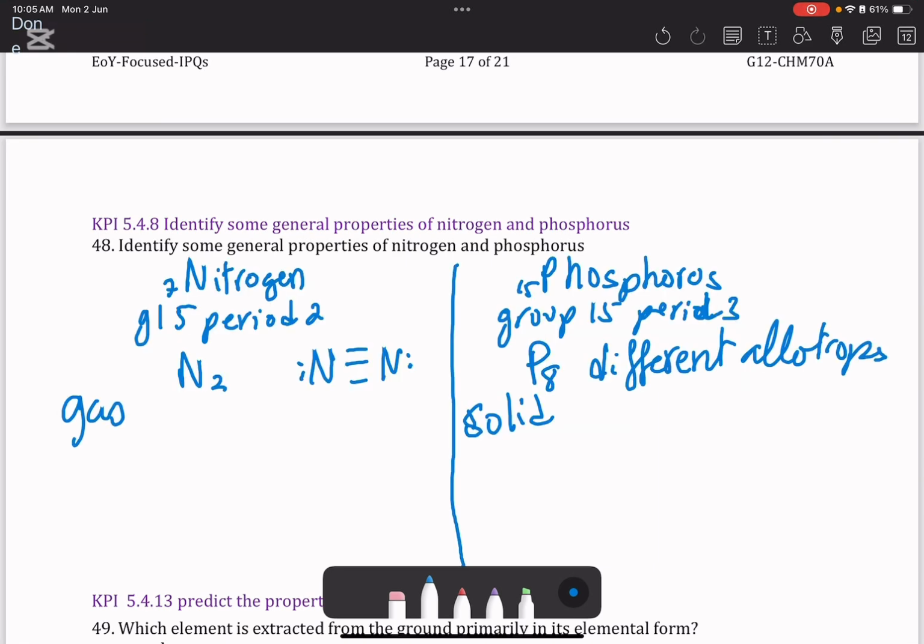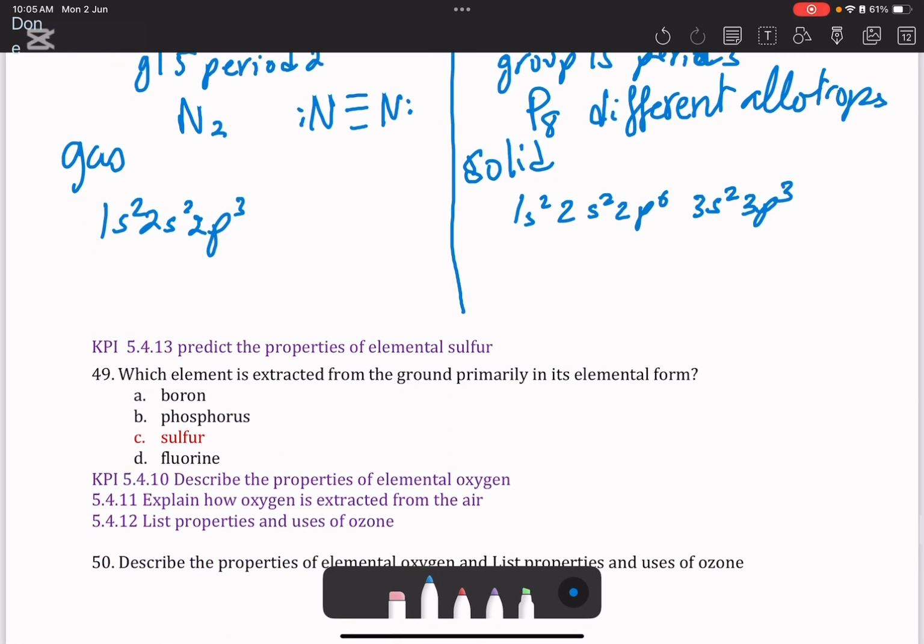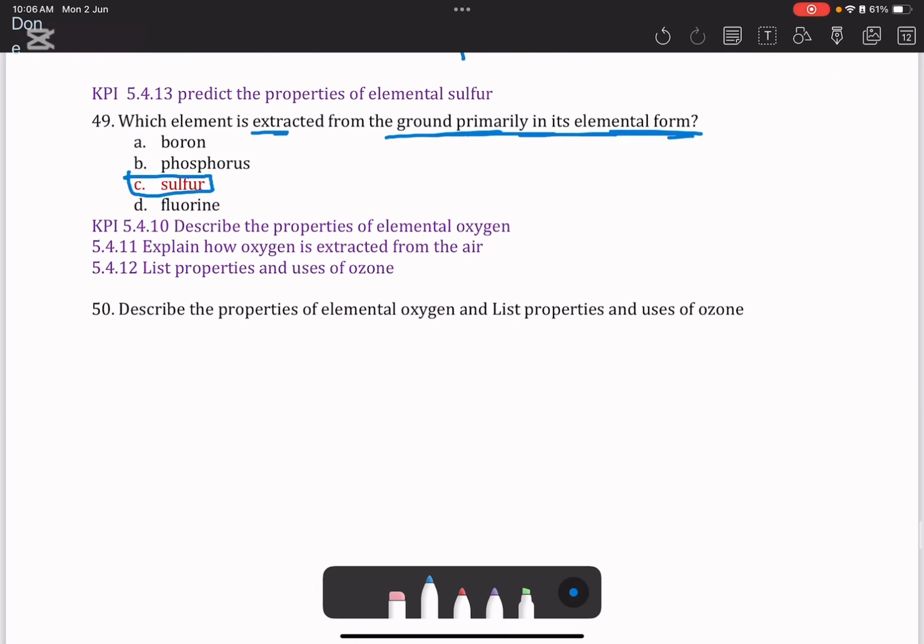If I want to write the electron configuration of nitrogen, it is 1s2, 2s2, 2p3. Whereas phosphorus is 1s2, 2s2, 2p6, 3s2, 3p3. That's it. Predict the properties of elemental sulfur. Which element is extracted from the ground in the elemental form? It is sulfur. The rest are found combined with other compounds.